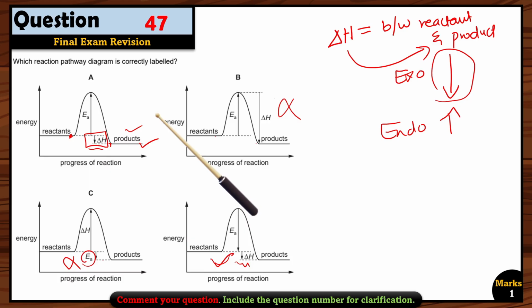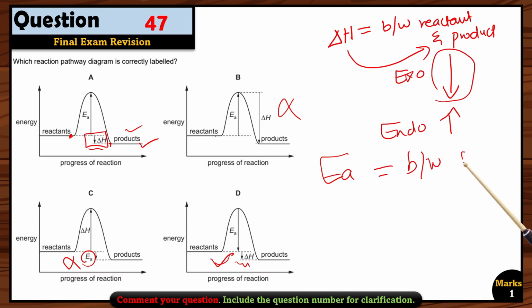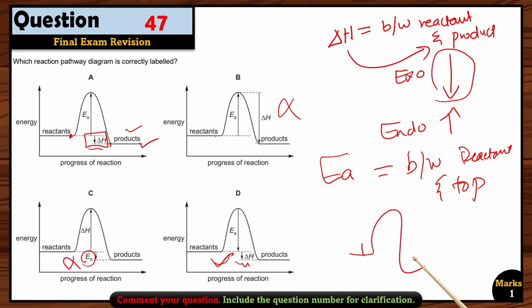Now let's see about activation energy. Another important part of this diagram is EA. Remember that whether the reaction is endothermic or exothermic, EA is always between the reactant and the top of this diagram, the top of this arrow. So this is your EA. EA is always from reactant to the top of the diagram. Can you see here, reactant to the top is always EA. So this is right.